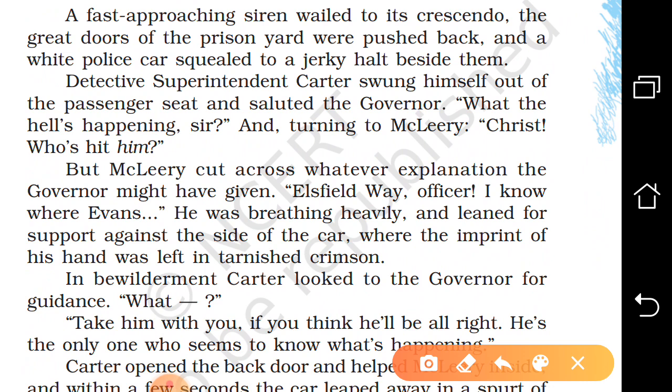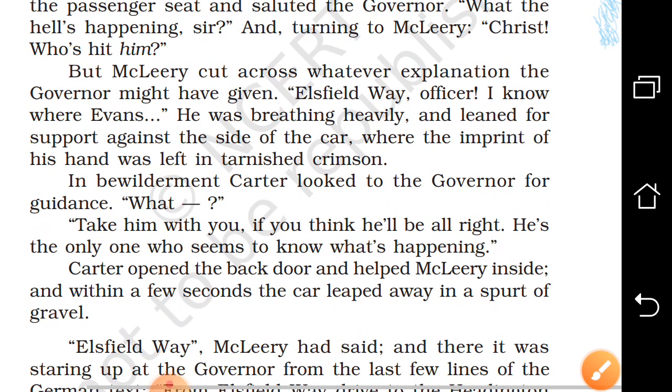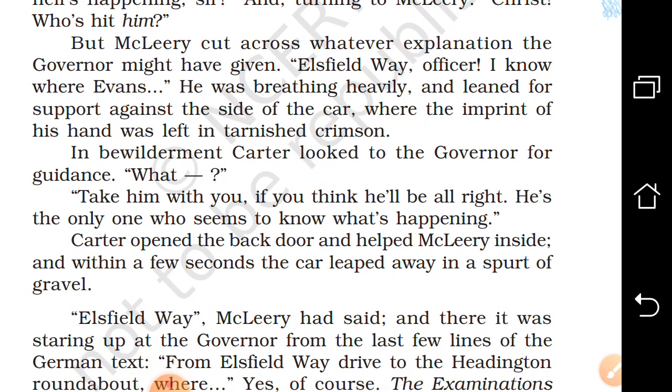He was breathing heavily and leaned for support against the side of the car, where the imprint of his hand was left in tarnished crimson, a very dark red color. "Take him with you if you think he will be all right. He is the only one who seems to know what is happening." So Carter opened the back door and helped McClary inside, and within a few seconds the car leaped away in a spurt of gravel.